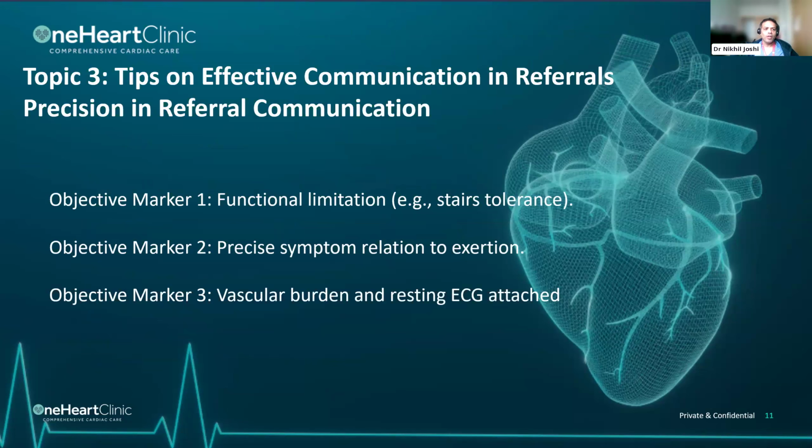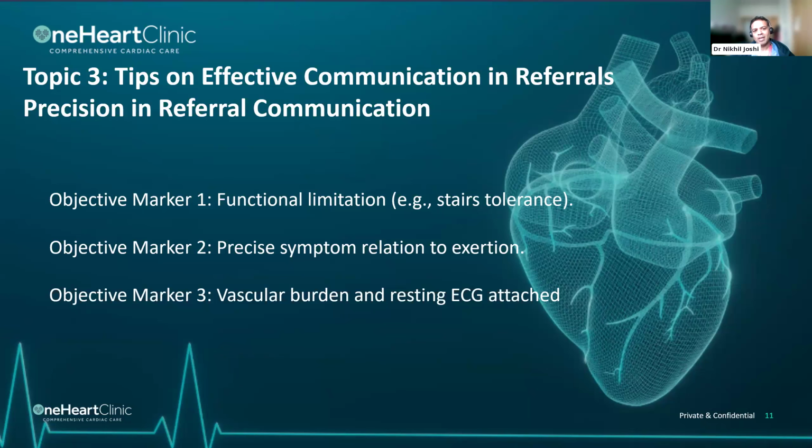In terms of tips for effective communication in the referral, the precision in the referral communication is quite important. And I like to have three important parameters within that. So the first is, what is the functional limitation for the patient? In short, what we call the Canadian class anginal symptoms. So CCS class 1, CCS class 2, or 3.